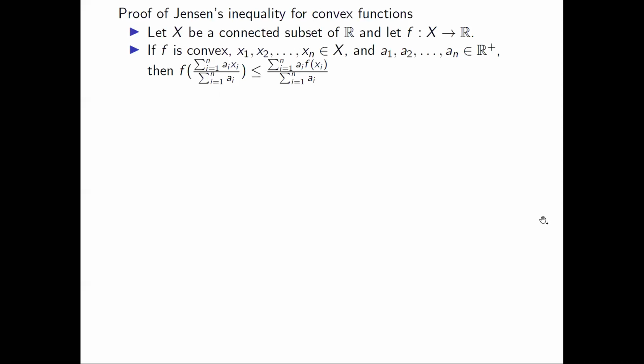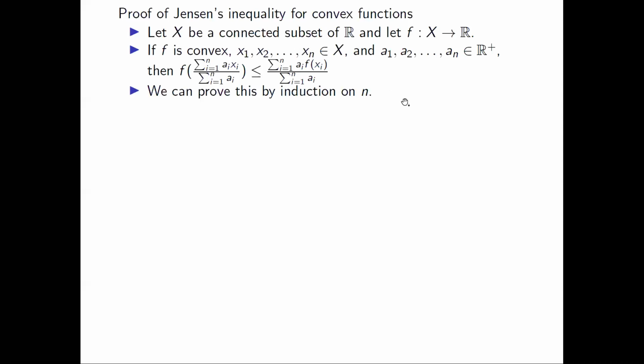So let X, again, be that connected subset of the real line. Let f be a function from X to the reals. Suppose that f is convex. Suppose that x1, x2 up to xn are real numbers in big X, and suppose that a1, a2 up to an are positive real numbers. And we want to prove Jensen's inequality, which is this statement about f of this ratio of sums being less than or equal to the sum of the f's over the sum in the denominator of the ratio of the left side. So we're going to try to prove Jensen's inequality.